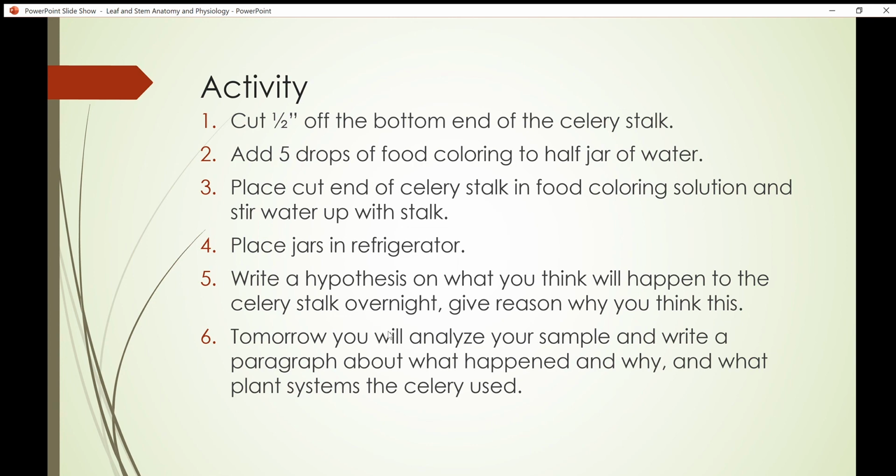So tomorrow or the day after, you would analyze your sample and write out a paragraph about what happened and why. Okay? The answer to that is the xylem tissue actually is uptaking water. Okay, that's its job. It uptakes water and nutrients. The phloem's job is to transport nutrients back. Well, there isn't any root function or living function to the celery stalk after we pick it, so the phloem isn't functional anymore. But the xylem is still uptaking water, which means it's uptaking the food coloring as well, turning your celery xylem the same color as your food coloring.